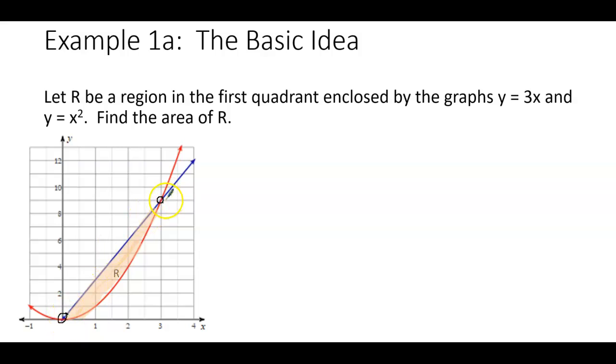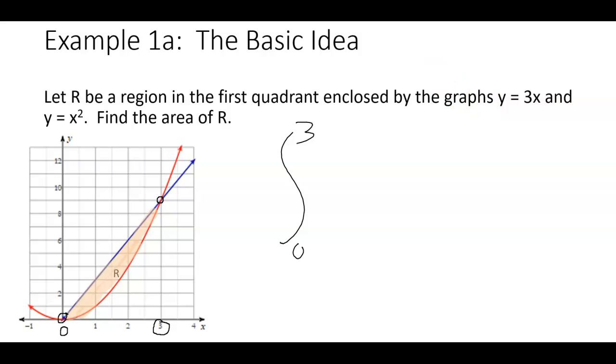We don't have to find where these functions are crossing. We could see that they cross at x equals 0 and they cross at x equals 3. So I'm going to be integrating from x equals 0 to x equals 3. And we want to do the top function minus the bottom function. As you can see, the top function is the blue line, and the red line is underneath of it.